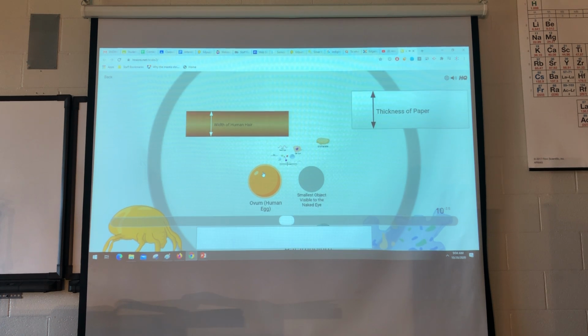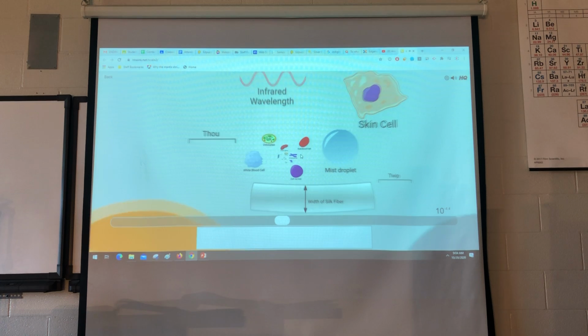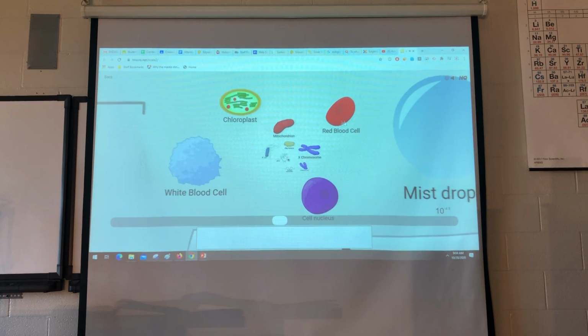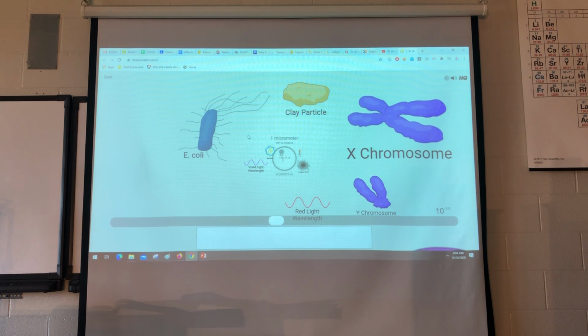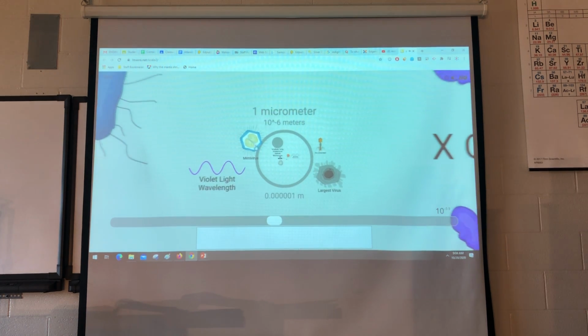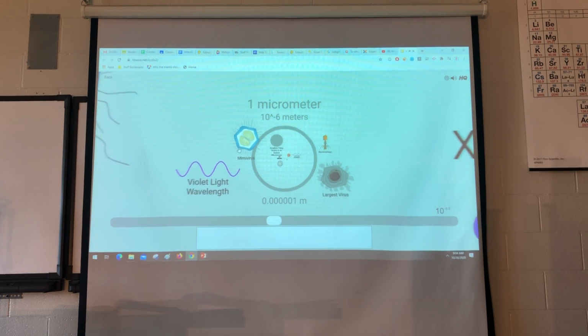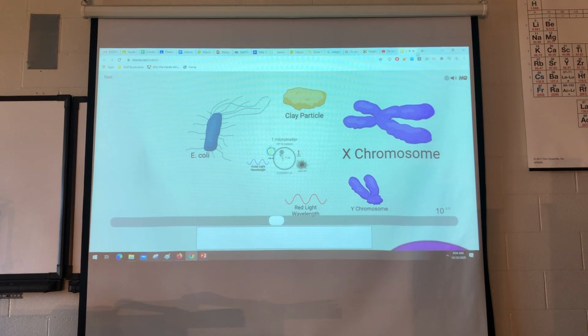A human egg is a single cell. A skin cell is a single cell. Red blood cells are quite a bit smaller. Bacteria, which are single-celled organisms, are quite a bit smaller even than the blood cells. Viruses, which are not cells, are generally much smaller than bacteria.